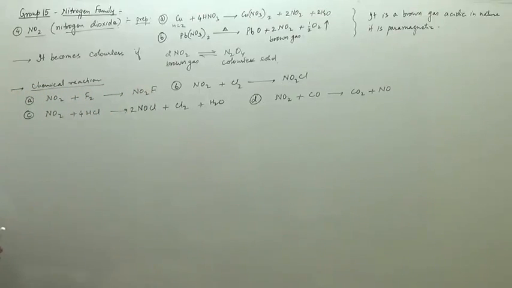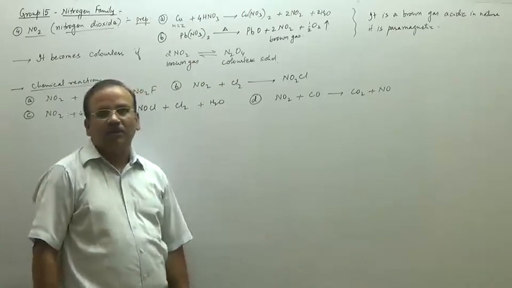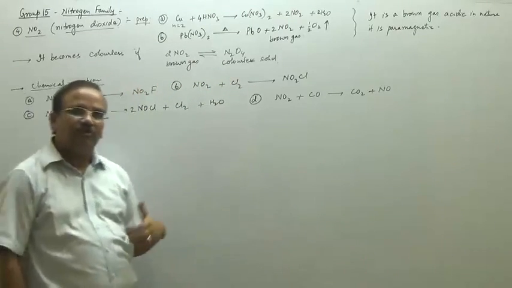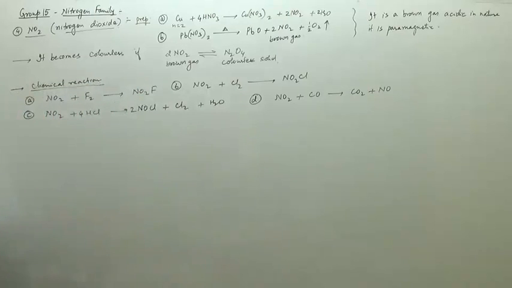Next we can write N2O4. We know how it can be formed. It is because of the dimerization of NO2 that we get N2O4. So it is a colorless solid.